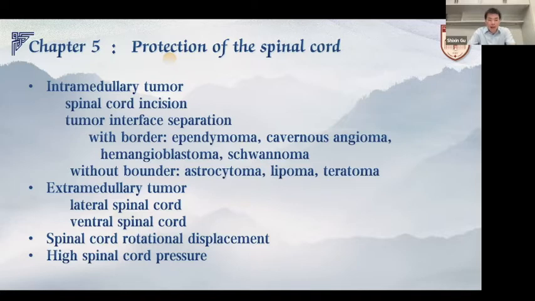For extramedullary tumors, because most of them are benign, it is relatively easy to separate the border. But some tumors that grow to the ventral side of the spinal cord are difficult, and the spinal cord needs to be rotated and displaced during the operation.